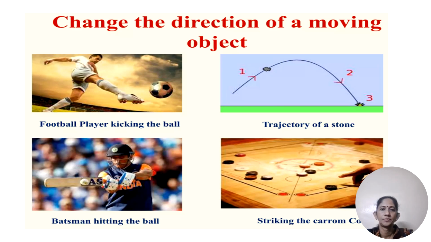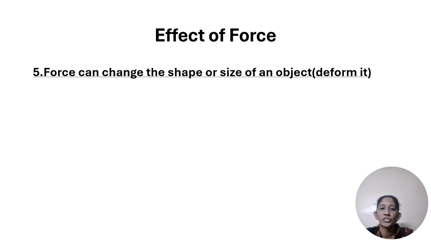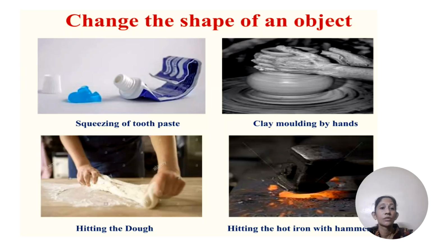So next point, force can change the shape or size of an object. Deform it. Deform is nothing but change. So force can change the shape or size of an object. Look at the examples. Squeezing of toothpaste. Squeezing toothpaste is an example of changing the shape of an object, isn't it? When you squeeze the toothpaste, its shape changes. Next, look, clay molding by hands. Next, heating the dough, hitting hot iron with a hammer. All these change the shapes of the objects, isn't it?